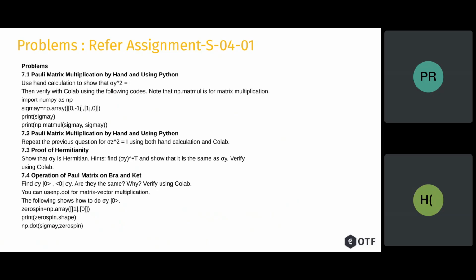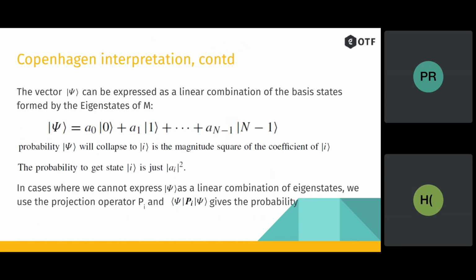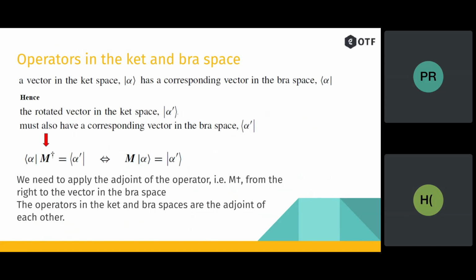And here we have some assignments. Please refer to them. I think we had done this previously, and this is assignment 01, I believe. Sigma y square is equal to I. You have to do it by hand. Take the value of sigma y. You remember, for Pauli matrices, sigma y is 0, minus i, i, 0, and then you can verify that.